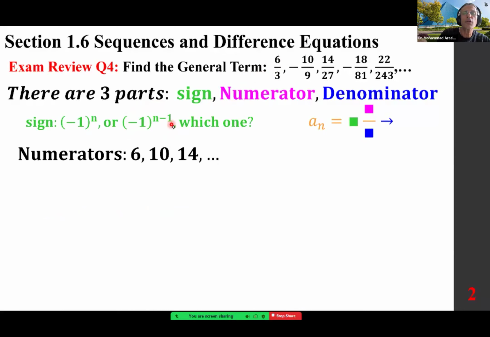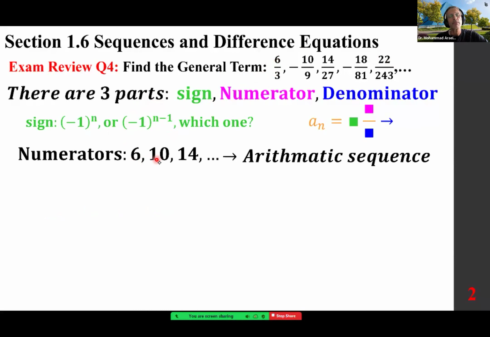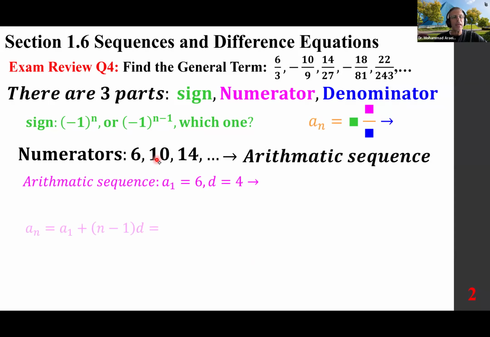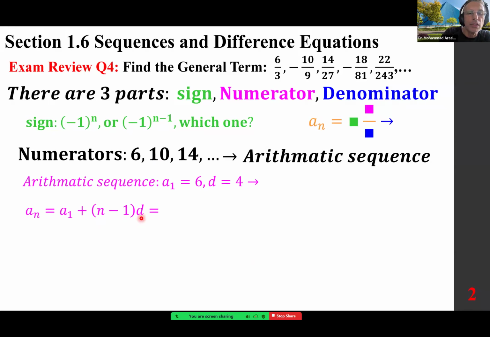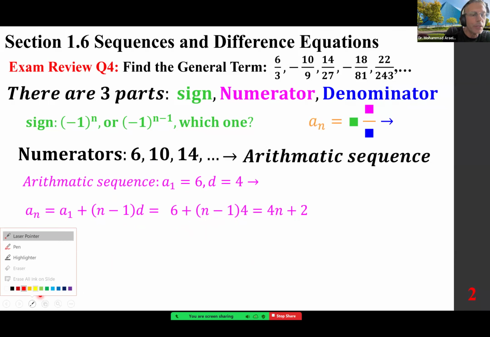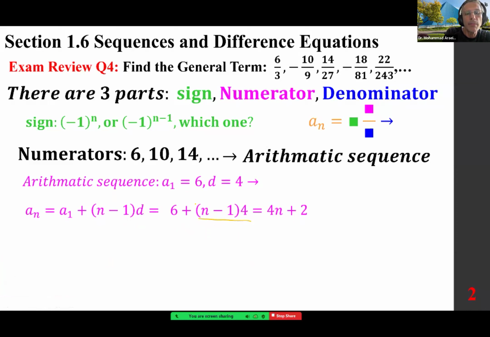If you write out the numerator, 6, 10, 14, and so forth, you notice the first term is 6, and then we add 4, which means we have an arithmetic sequence. We write a1 is 6, d is 4. Therefore, a sub n equals a sub 1 plus n minus 1 times d. We replace a sub 1 with 6 and d with 4 and distribute. It simplifies to 4n plus 2, because this part is 4n minus 4.